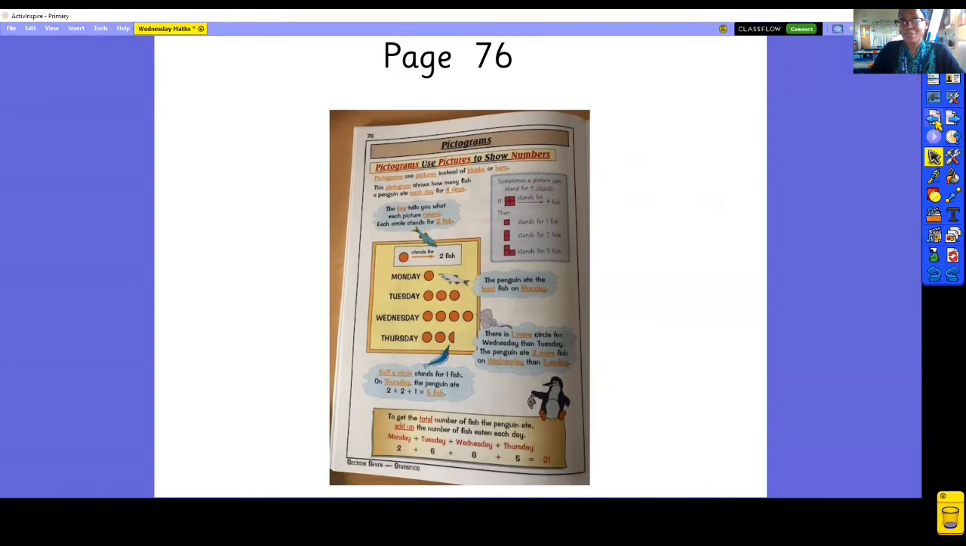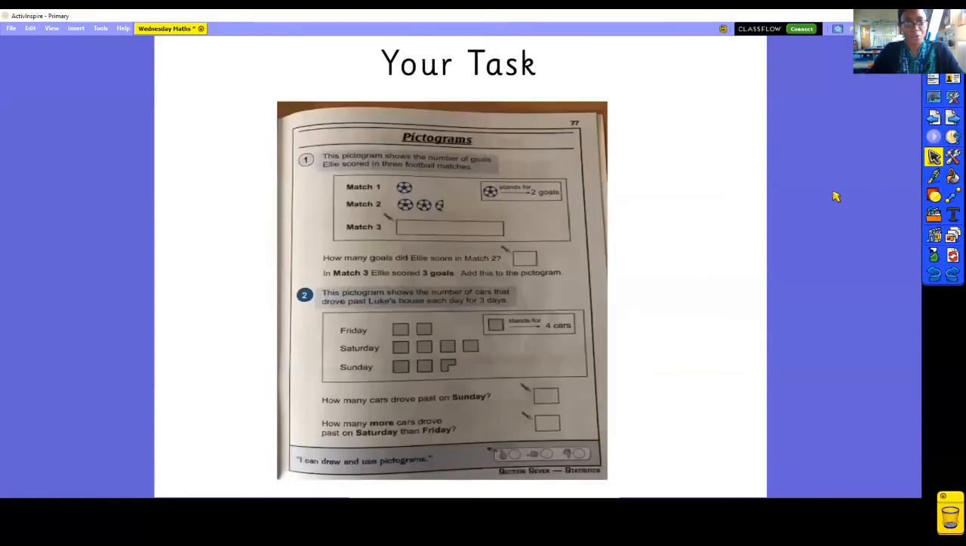Right, let's see what your tasks have in store. Okay, so number 1, this pictogram shows the number of goals Ellie scored in 3 football matches. Okay, you need to work out how many goals did Ellie score in match 2? In match 3, Ellie scored 3 goals. Can you add this to the pictogram? And what's important? The key. Knowing what the key stands for. It's going to help you work out your answers.